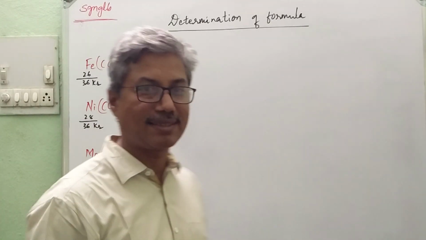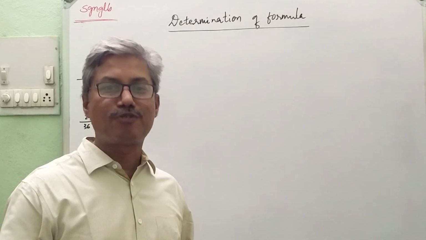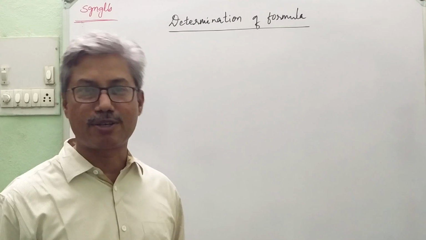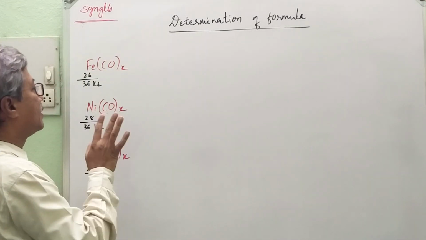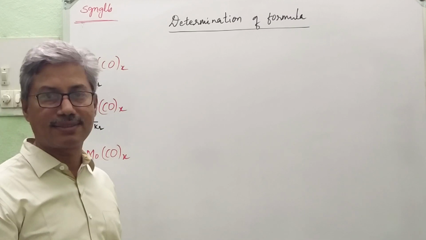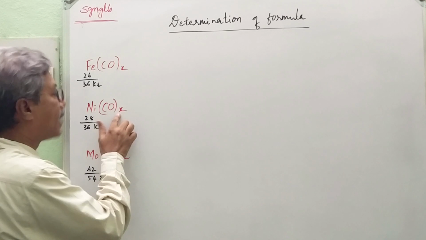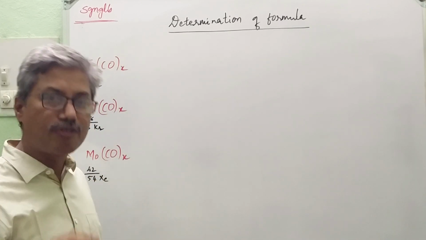Hello students, welcome back. In this video, we try to find the technique of determining the formula of a given coordination compound. For example, Fe(CO)x. We should know the value of x, then we will be able to write the formula for this complex. Similarly, Ni(CO)x, Mo(CO)x. We will have to find the value of x.